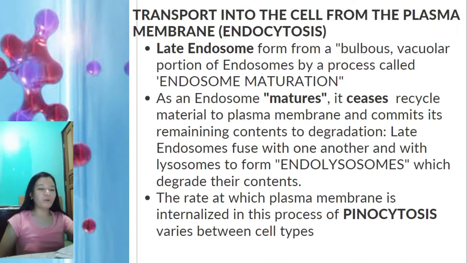So, late endosomes form from a bulbous vacuolar portion of endosomes, which is the process we call endosome maturation. Okay? So, as an endosome matures, it ceases recycling material to the plasma membrane. Okay? And then, the remaining contents go to degradation.